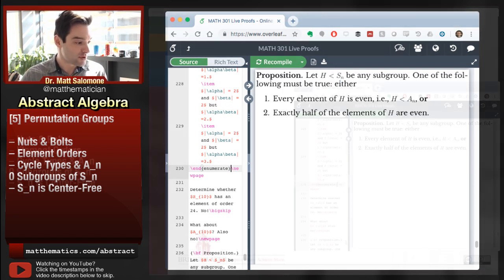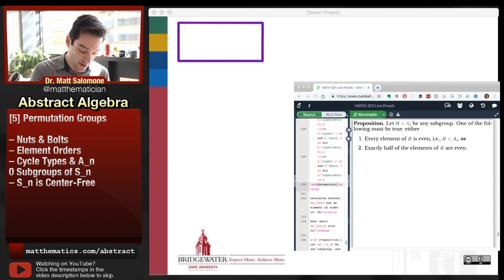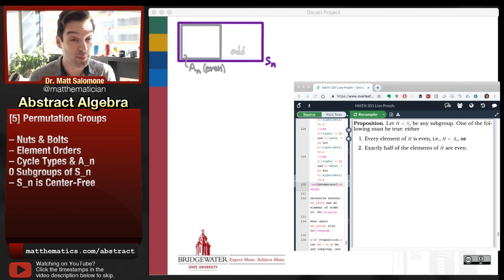Thinking about just sketching this as a picture for a minute, if I've got my full symmetric group Sn, maybe it looks like this. Here's my symmetric group Sn. Inside of that symmetric group, there is an alternating subgroup, my even permutations only, An. So these are my evens. And then, of course, if the evens all reside there, that means that all of my odd permutations reside outside of An, in the complement of An in Sn.